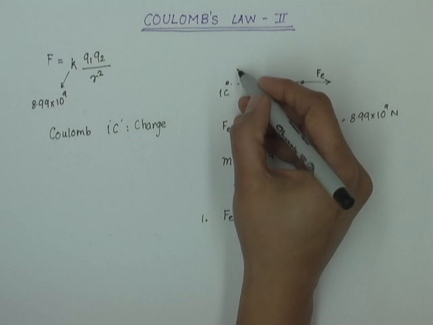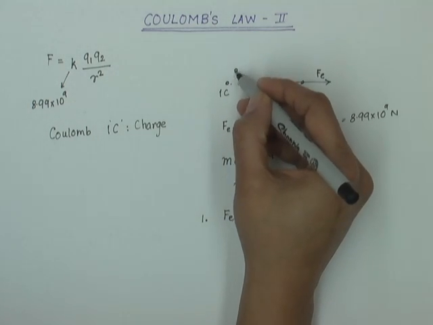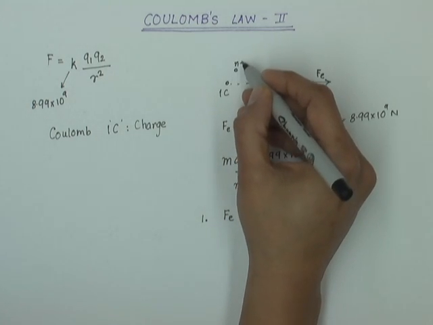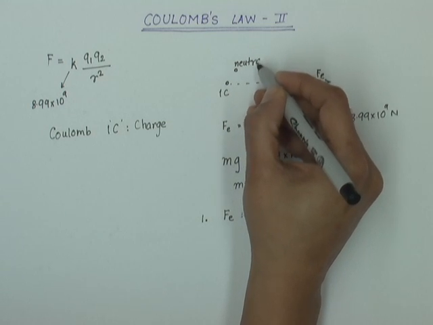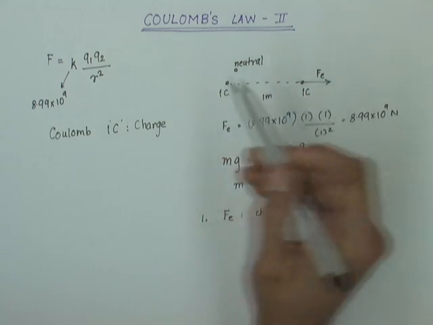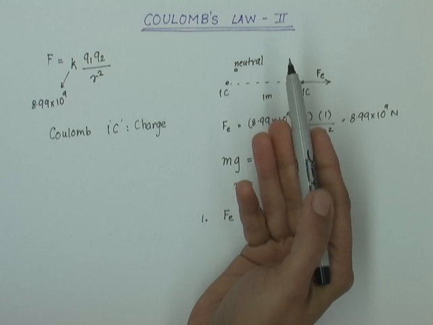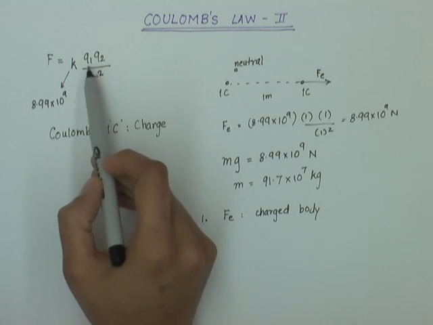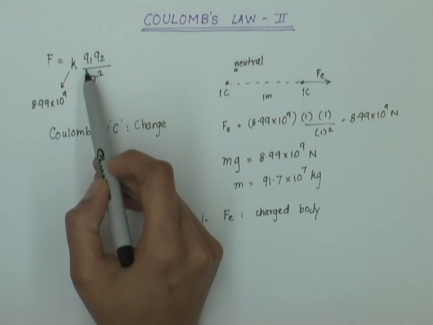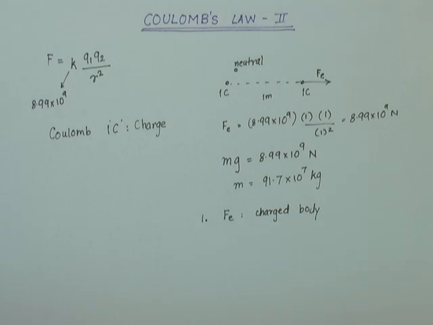So if I bring a neutral object, no matter how close I bring it to 1 Coulomb, there will be no electrostatic force. Another way to think about it is that if Q2 is 0, then this whole expression becomes 0 and there is no electrostatic force.